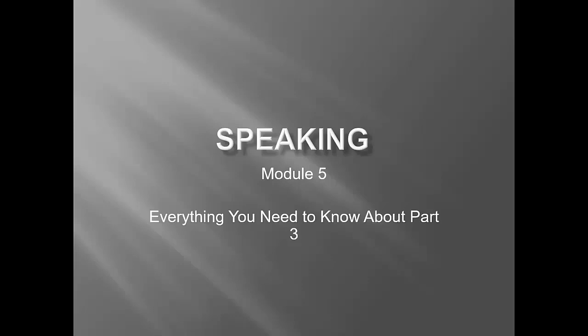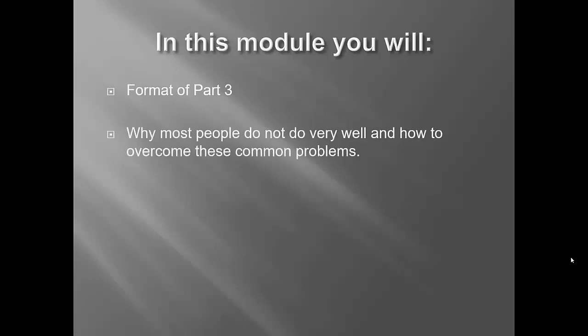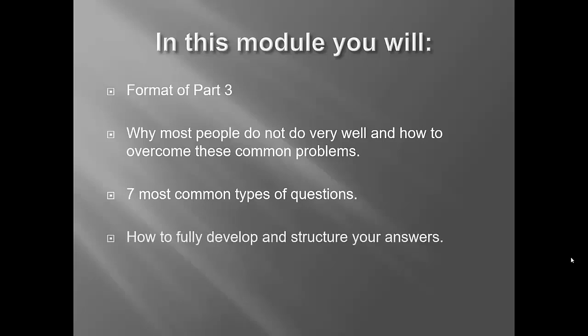And in this module, we're going to look at everything you need to know about Part 3. So we're going to look at the format of Part 3. We're going to look at why most people don't do very well in this part and how to overcome these problems. We're going to look at the 7 most common types of questions. Now, this isn't topics, this is types of questions. So we're going to look at these. These are very, very important in order to do well in this part. And we're also going to look at how to fully develop and structure your answers. And then finally, we're going to look at how you can prepare for this part.